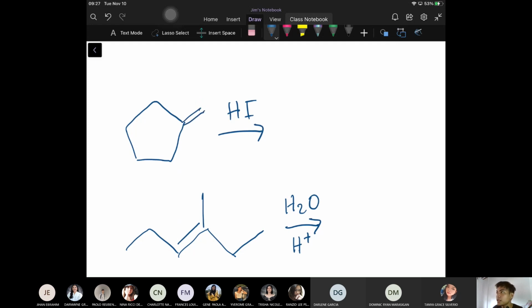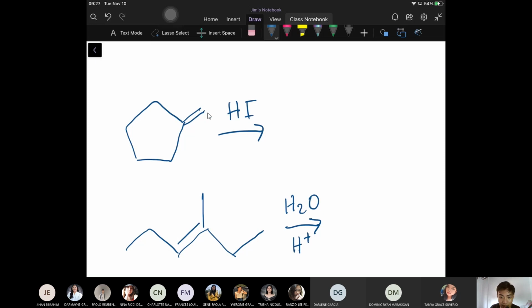Okay, so let's have this one. Ayan. Saan mapupunta yung H? Saan mapupunta yung I? So, tignan mo yung double bond. May dalawang carbon doon, di ba? Bilangin mo yung hydrogens nila. Ilan hydrogen dito? Wala. Bakit walang hydrogen dyan? Kasi may apat na bonds. 1, 2, 3, 4. Apat na bonds na yung meron. So, wala nang room for hydrogen.